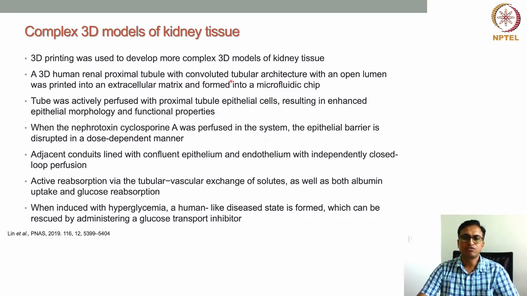The proximal tubule, with convoluted tubular architecture and an open lumen structure, was printed with extracellular matrix, and then they bound it to a microfluidic chip. So they printed this proximal tubule. This is a part of the nephron, the PT, and it does several functions. Their interest is to reproduce that proximal tubular structure.